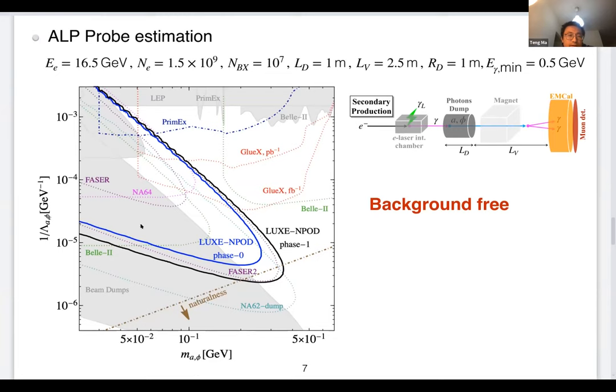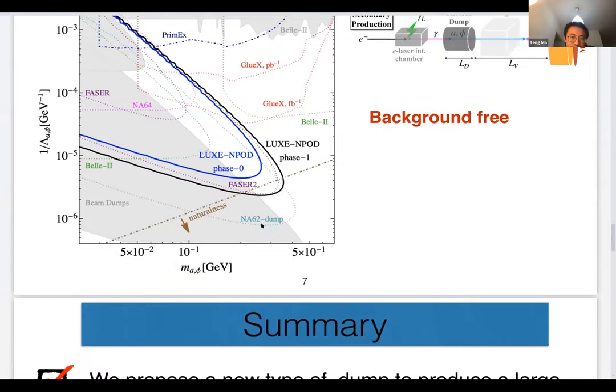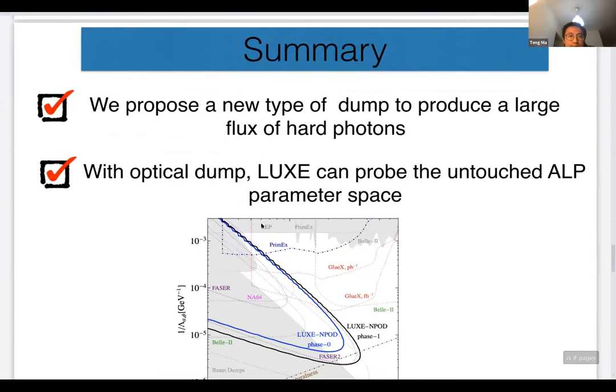This gray region is the excluded region. So we can find that using the optical dump, the lattice has a very good probability in the app. Okay, summary.